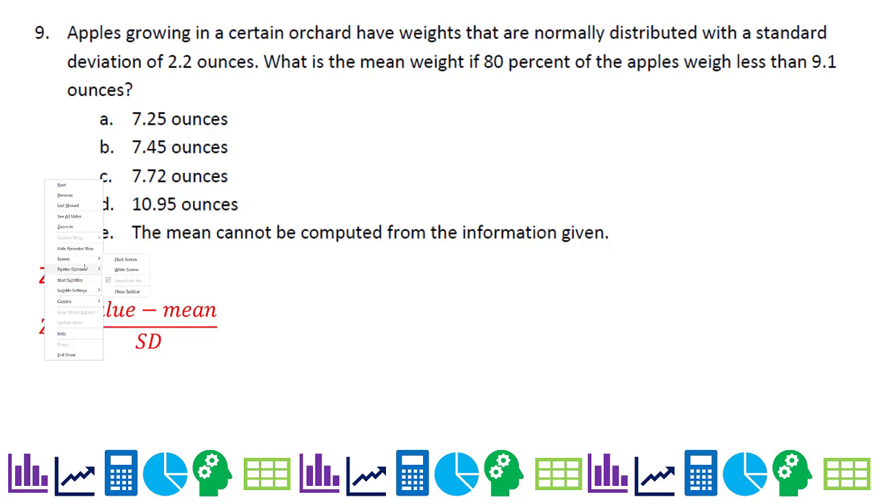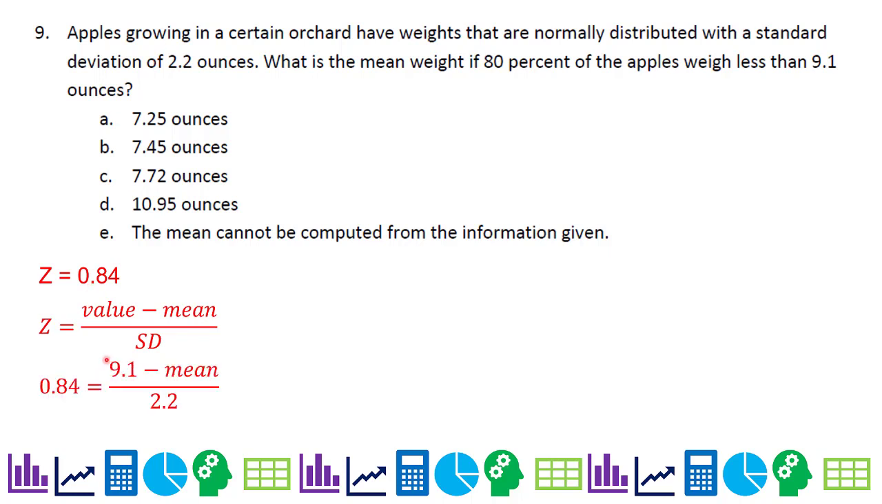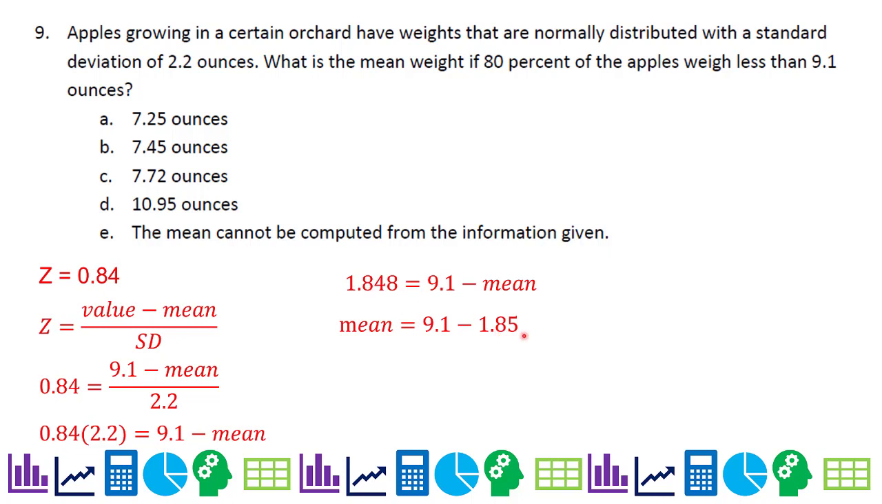So we are going to substitute in and solve for, let's see, we are solving for the mean. So here we go, 0.84, 9.1, don't know the mean. Go ahead and cross multiply if that's what you like to do, or multiply both sides by 2.2. And then finally, I'm going to add the mean to both sides and subtract this value from both sides. I'm going to go ahead and round it up to 1.85 now because I can see these are just to the hundredths place. And my mean is 7.25 ounces.